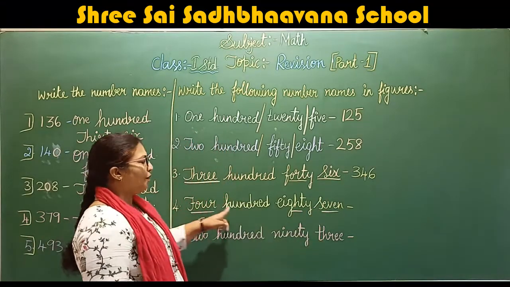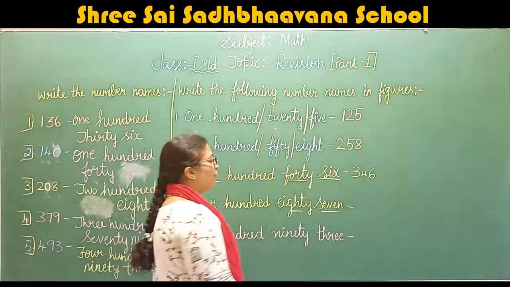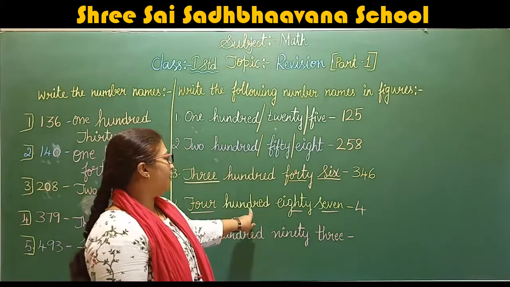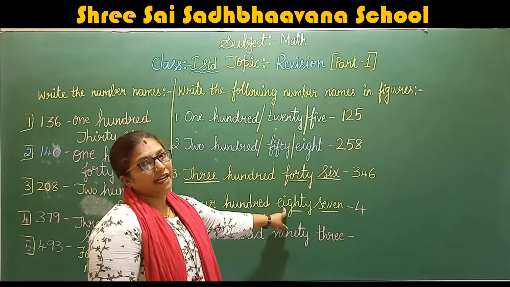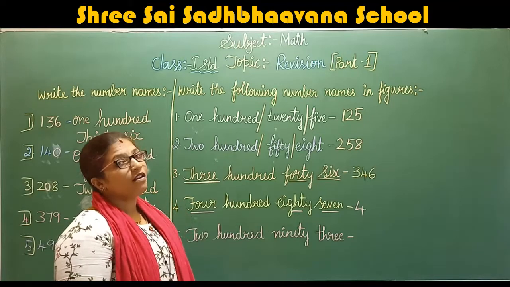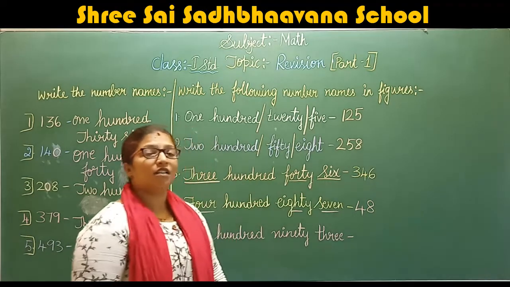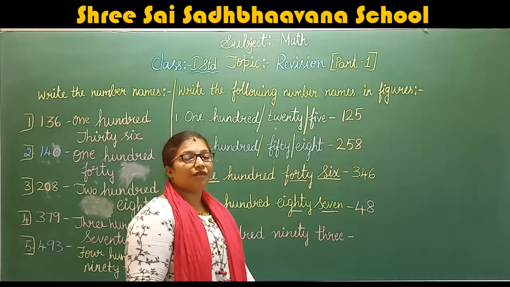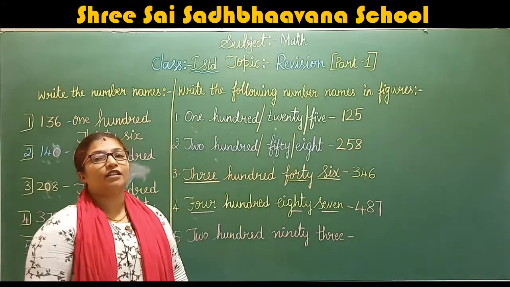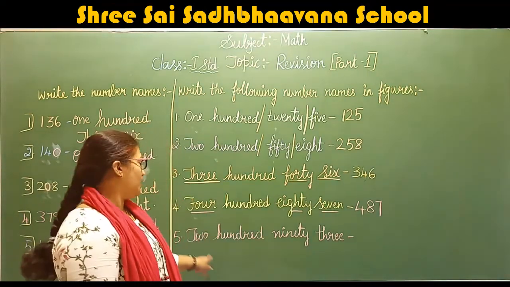Next, they gave you 487. How many hundreds do we have? We have 400. And we have 80. 80 means how many tens? 8 tens, right? So 8 in the tens place. 7 we have in the ones place. So what is the answer? 487.